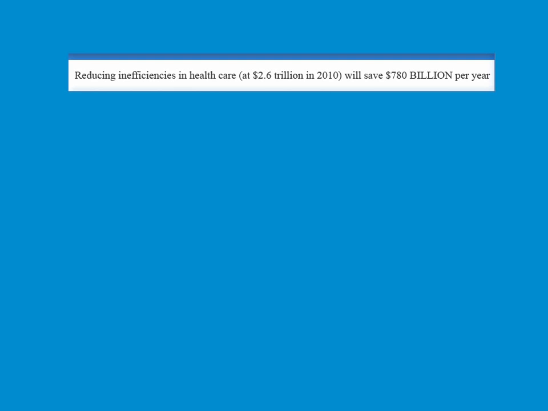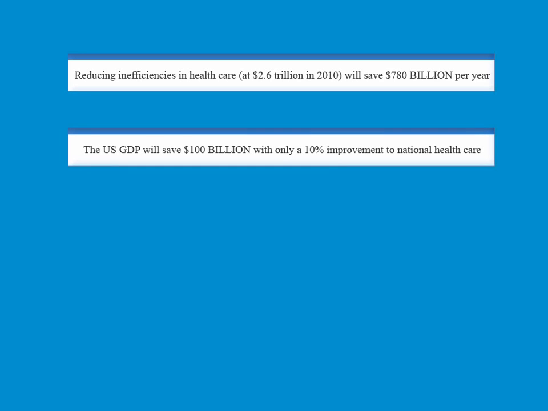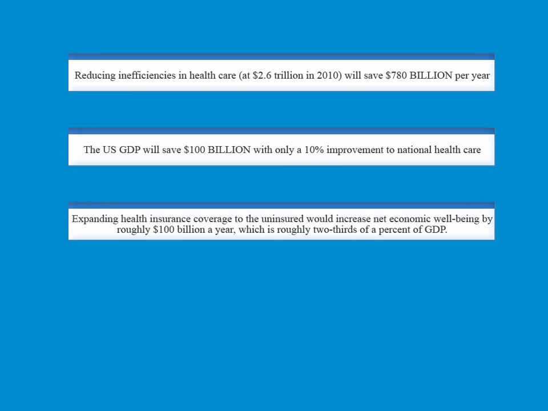While there are many more provisions to discuss, we'll summarize the high points already given. Under the Affordable Care Act, reducing inefficiencies in health care at $2.6 trillion in 2010 will save $780 billion per year. The U.S. GDP will save $100 billion with only a 10% improvement in national health care. Expanding health insurance coverage to the uninsured would increase net economic well-being by roughly $100 billion a year, which is roughly 2/3% of the gross domestic product.